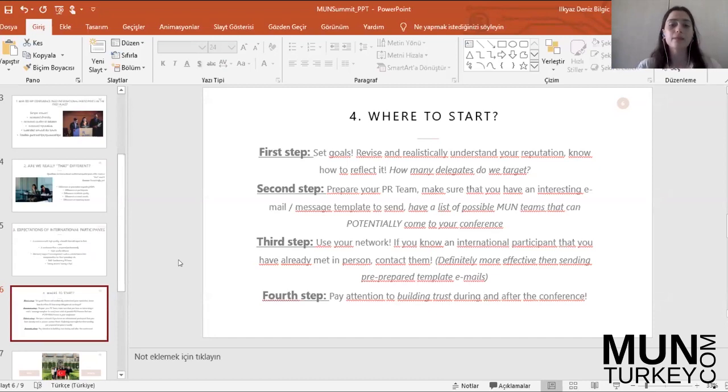And the fourth step is to pay attention to building trust during and after the conference. Let's assume that you have invited a team, you took their application, and they have paid their fees. Do not leave it there. It doesn't mean that the delegation will come and everything will be perfect. Of course they will come, and of course you will do your best, but pay attention to build trust between your conference and that delegation throughout the conference and maybe after the conference. Do not leave their messages, questions or emails unanswered just because your conference has ended.